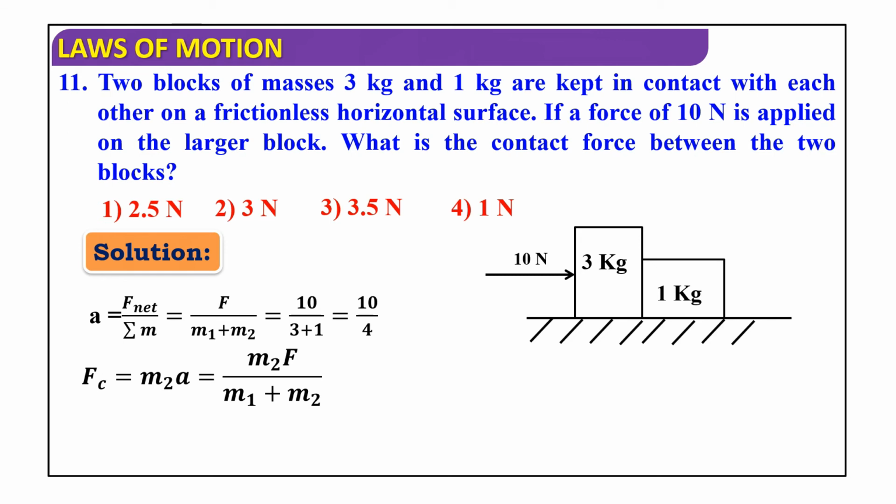Now substituting, the contact force equals m2 × a, that is m2 × F by (m1 + m2). So that is 1 × 10 by 4, which is 2.5 newtons. So which one is correct? The first option is correct, 2.5 newtons. So the contact force between the two blocks is 2.5 newtons. Okay, the first option is correct. Next.